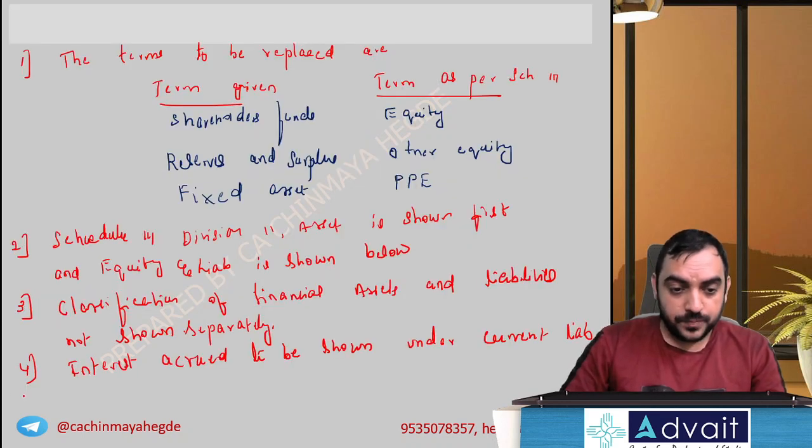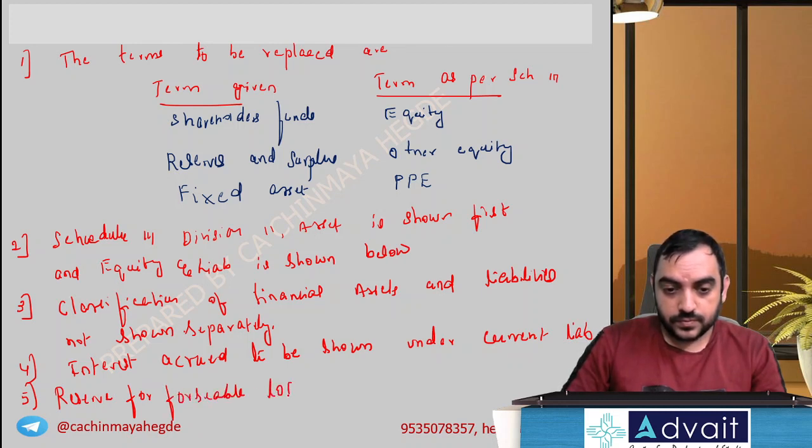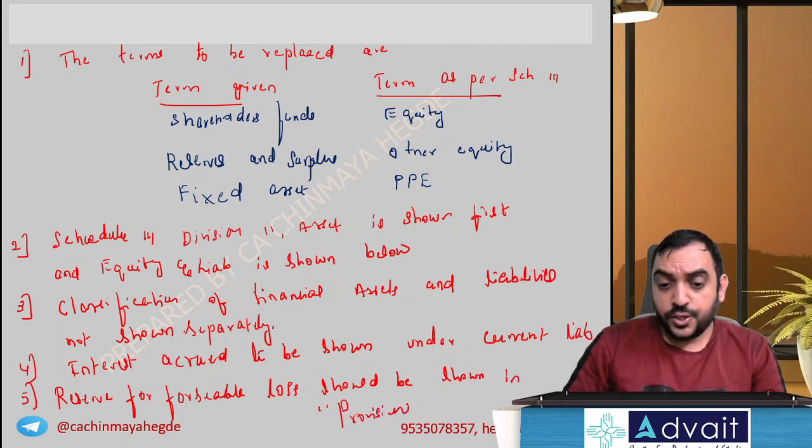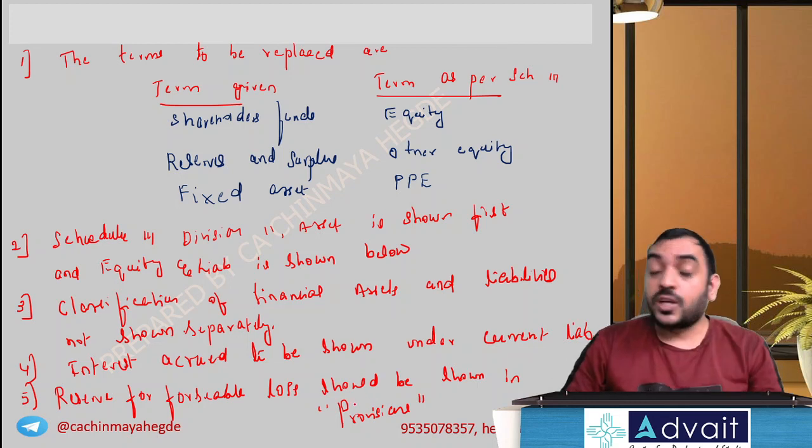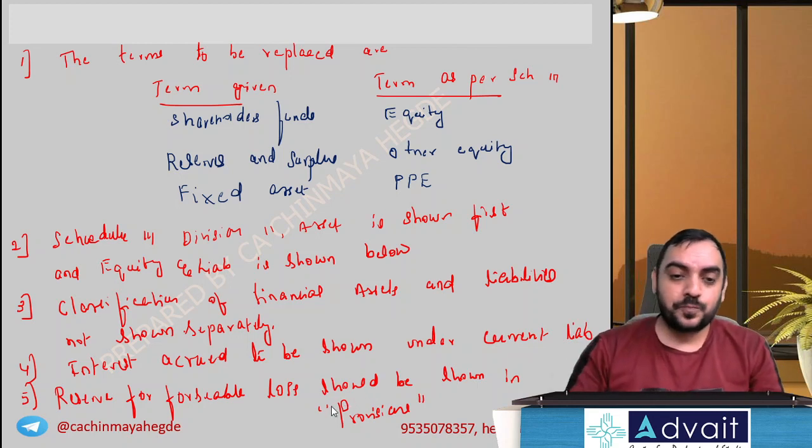So you can mention reserve for foreseeable loss should be shown in provisions due within 6 months. So you can say short term provisions to be specific.